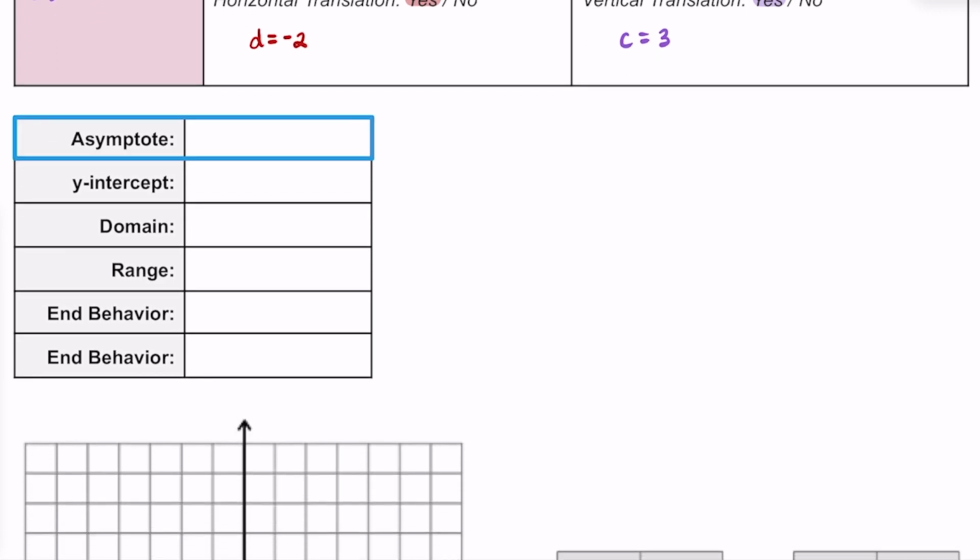Alright, starting off with the asymptote. For exponential functions, we have a horizontal asymptote. For logarithmic functions, we have a vertical asymptote. Now, the default one for the parent function is going to be at x equals 0, right along the y-axis. But in this particular case, this vertical asymptote is going to be moving.